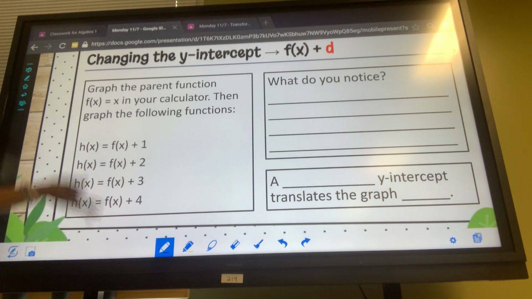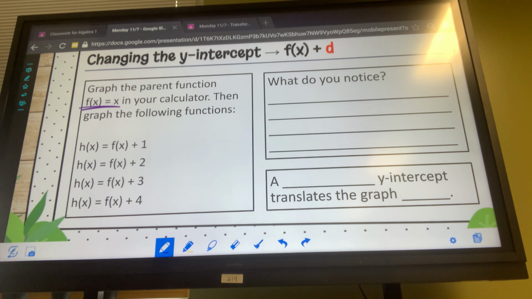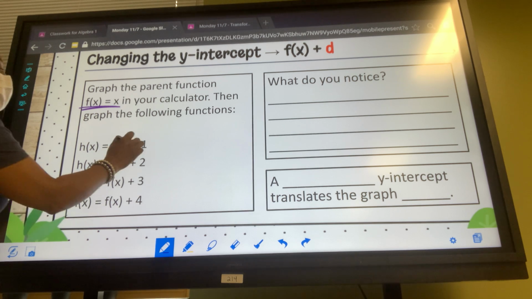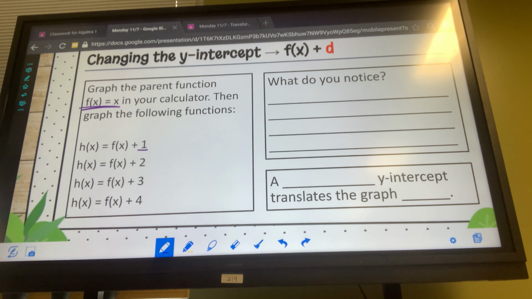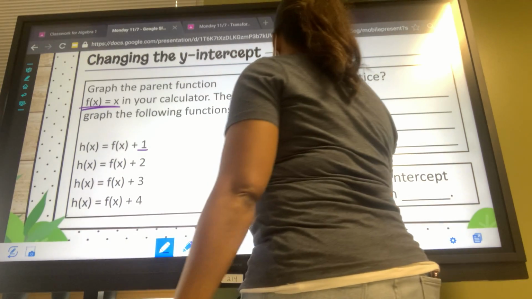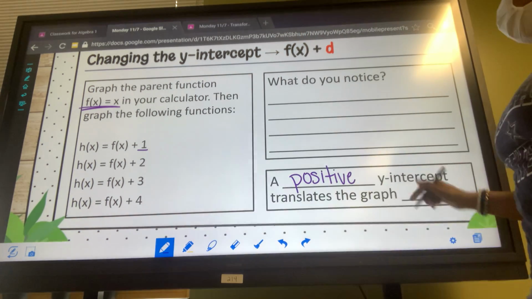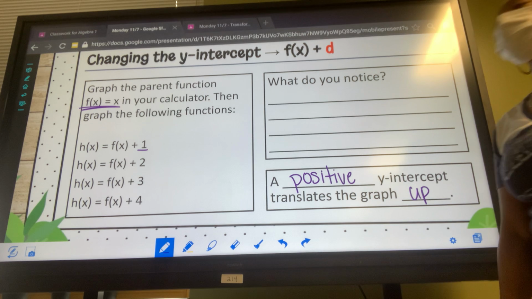Notice we all have the positive slope. But we're adding something to it. So instead of just having f of x equals x, now we're adding something to this x. Remember, if I add a 1, I'm going to move up 1. If I add a 2, I'm going to move up 2. So a positive y-intercept translates the graph up.